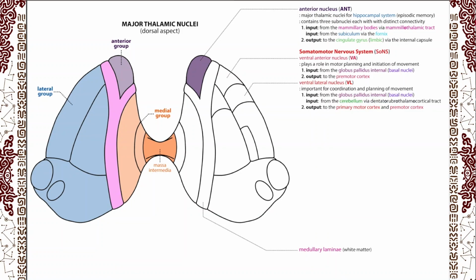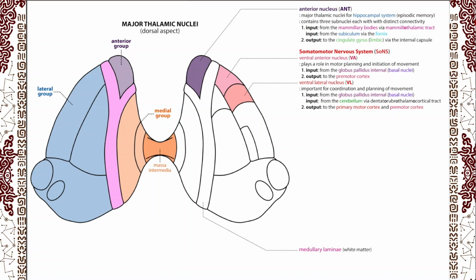In fact, we have two subthalamic nuclei, the ventral anterior nucleus and the ventral lateral nucleus. Both are part of the somatomotor nervous system. This is the motor nervous system we utilize to move skeletal muscle. We have volitional control over this motor nervous system. Both the ventral anterior and ventral lateral nuclei receive direct input from the basal nuclei, with the ventral lateral nucleus also under the influence of the cerebellum.